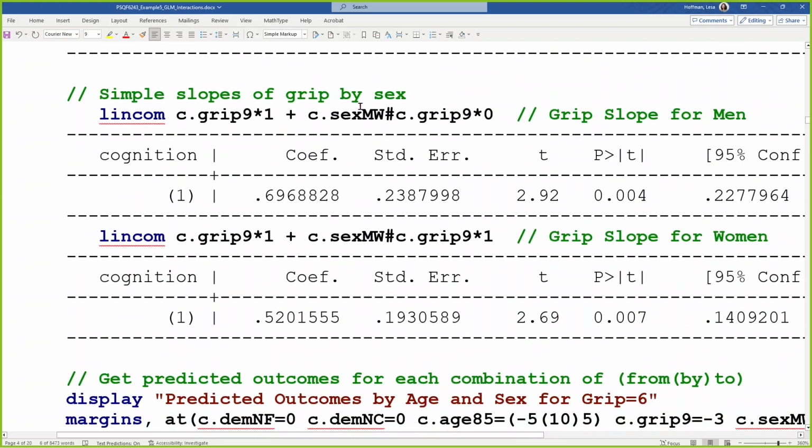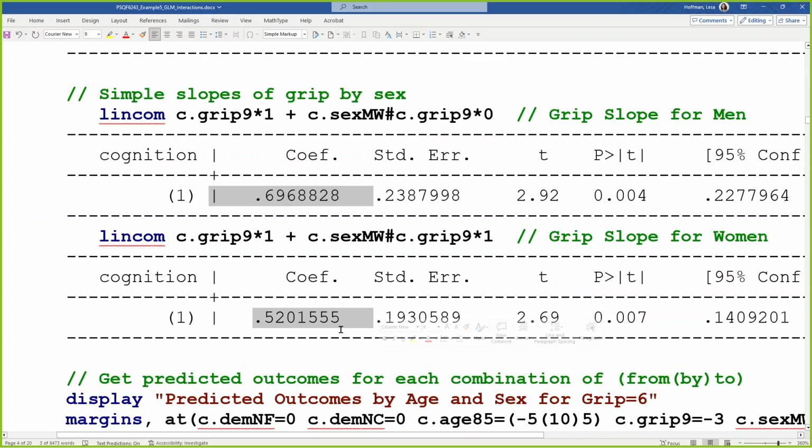Same idea for the grip strength slope. The one for men, I actually didn't need to write because if I fill in 0 here, it's not a linear combination, it's just the main effect of grip from up above. And the linear combination I do need is for what it is for women. So the grip strength slope in men plus how it differs in women gives me this 0.52 result, which is significant. So grip strength is related to higher cognition in both genders, and the interaction term says these two numbers are not significantly different.